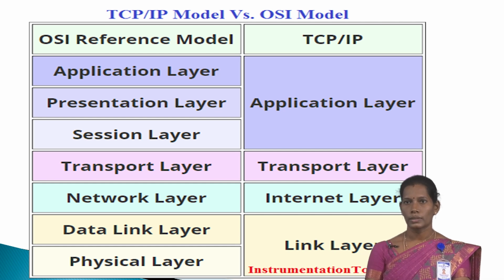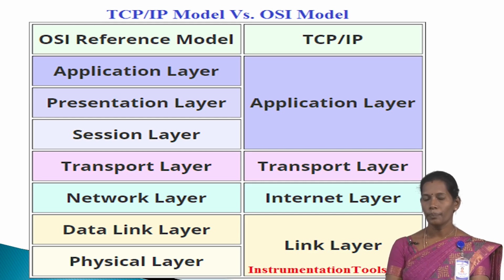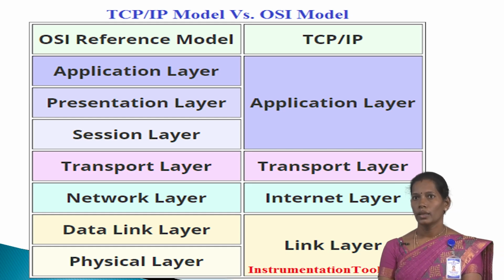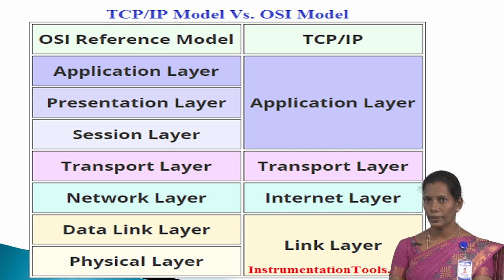ARP protocol. ARP stands for Address Resolution Protocol. ARP is a network layer protocol which is used to find the physical address from the IP address. The two terms are mainly associated with the ARP protocol. First one is ARP request and second one is ARP reply.